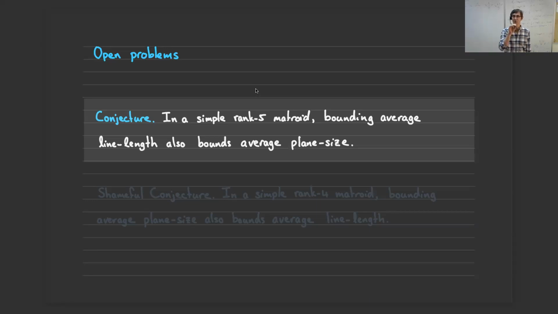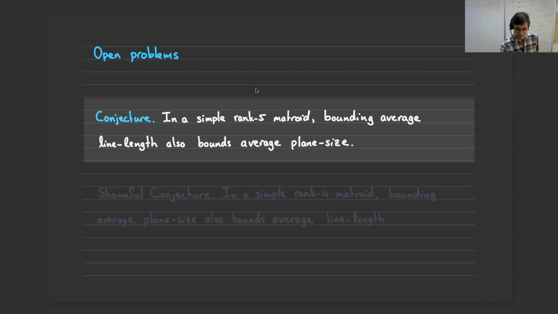I can't go down to rank 4 because there are matroids where all the lines have length 2 in rank 4 and all of the planes have exactly whatever number you want, 17, a million, whatever, using design theory. So you have to go up to rank 5 for this to be true, but I conjecture that it's true in rank 5. But I think if this was provable, it would be a very, very deep theorem. It would explain a lot of difficult things.